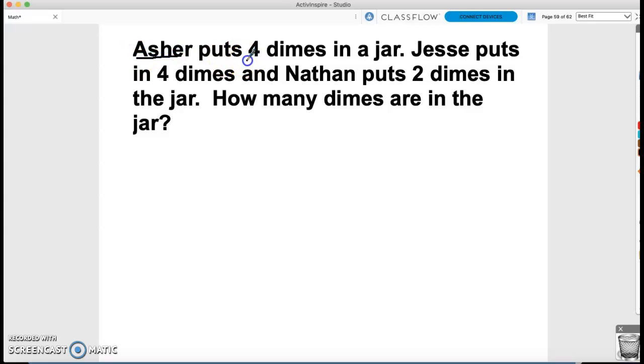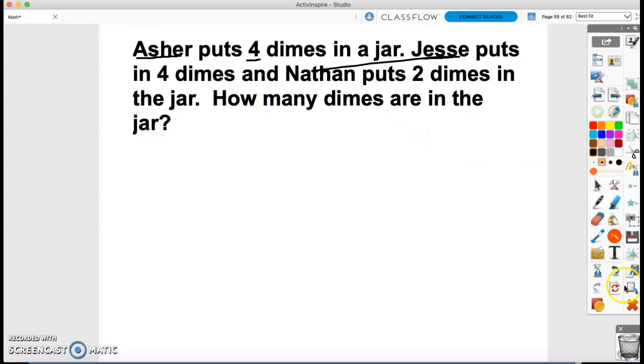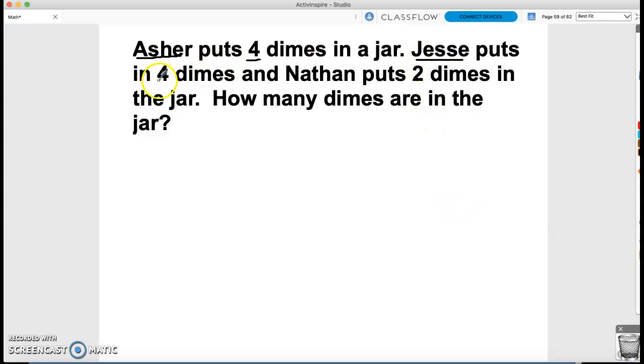So Asher puts in 4 dimes. Jesse puts in 4 dimes, and Nathan puts in 2 dimes. So I'm going to go ahead and label my picture. I know that I have 3 kids. I have Asher, I have Jesse, and I have Nathan.